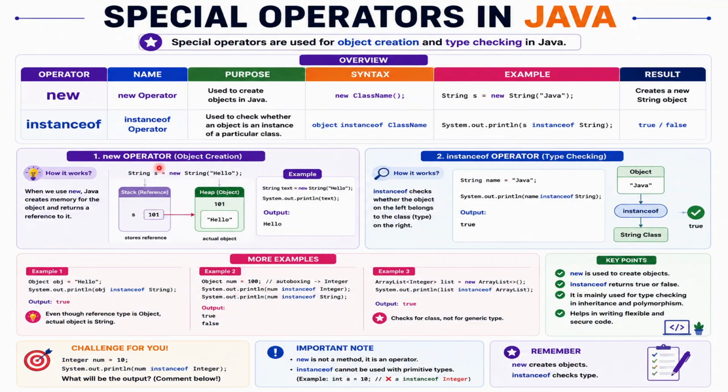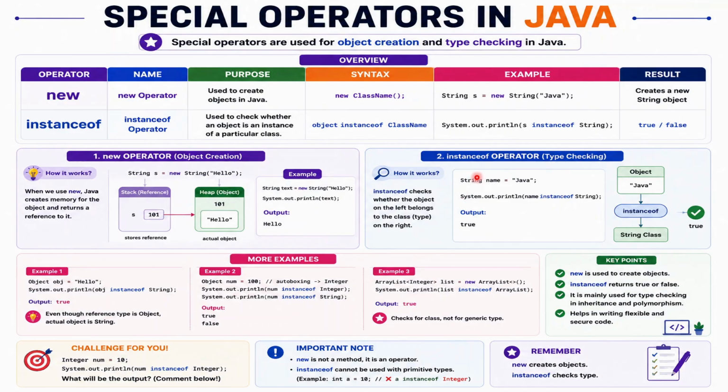Now let's see how the new operator's object creation actually works. When we use the new keyword, Java creates memory for that object and returns the reference to it. Example: String s = new String("hello"). This is the stack reference and this is the heap object. This s is a reference variable which will be created in the stack, and it will have some address. In the heap object we will have some address, and the literal data is stored here, so hello is saved. One stores the reference, the other stores the actual object. In this example, String text = new String("hello"), if you print text, the output will be hello. So this is all about object creation with the new operator.